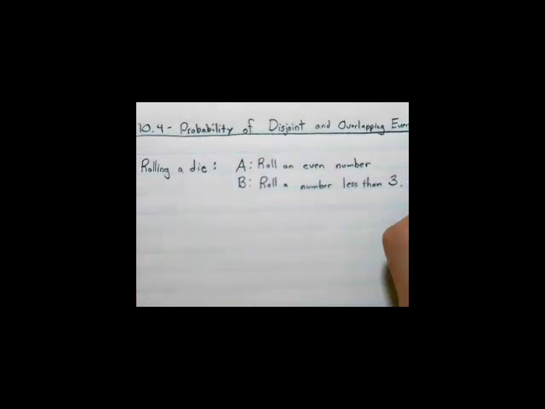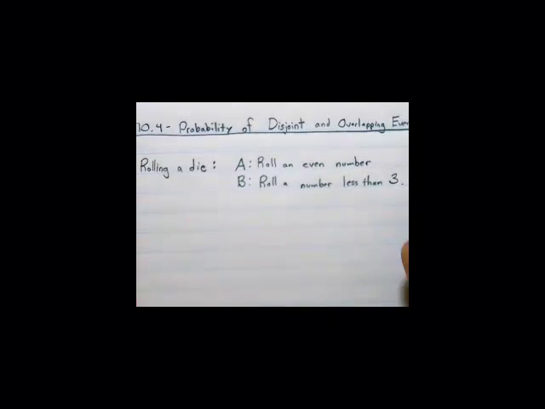Okay, rolling numbers that are less than 3. What are the possibilities for that? A 1 and a 2. So are these two events, rolling an even number and rolling a number less than 3, disjoint or overlapping? These are overlapping because we have a result that happens in both cases, right? And we could make a little Venn diagram to show this. Okay? We're going to do that.